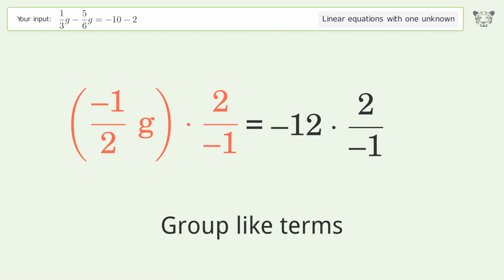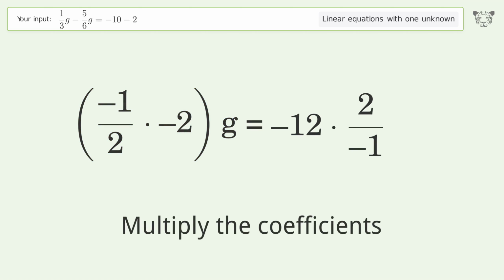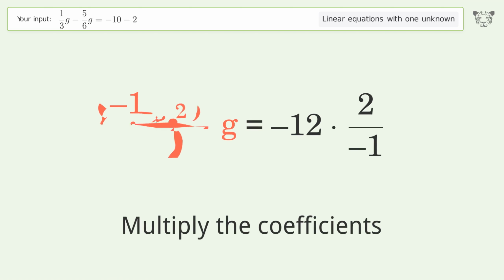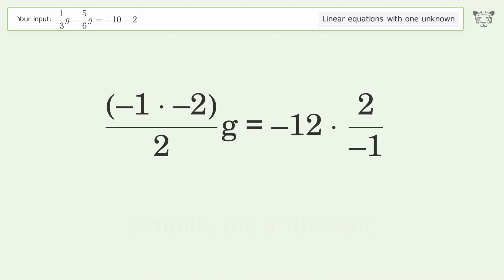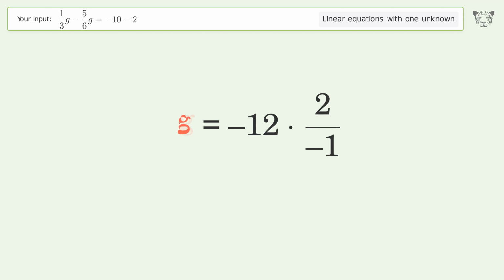Group like terms. Multiply the coefficients. Simplify the arithmetic. And so the final result is g equals 24.